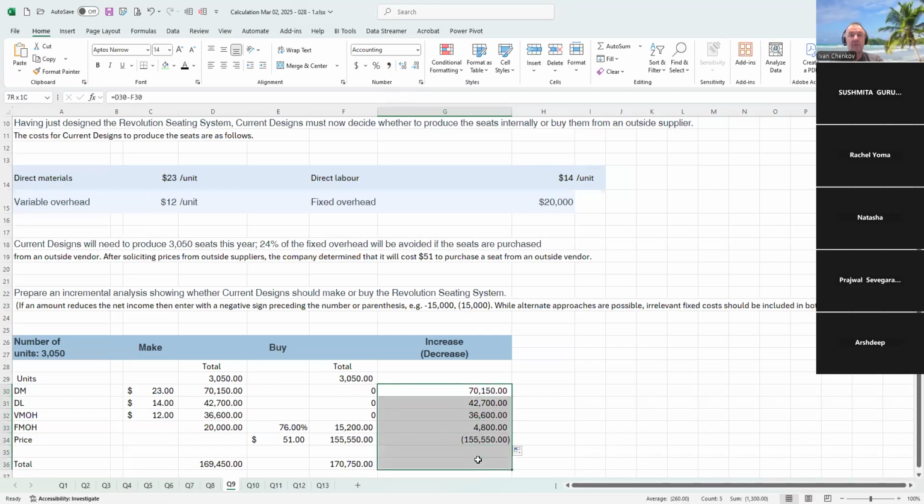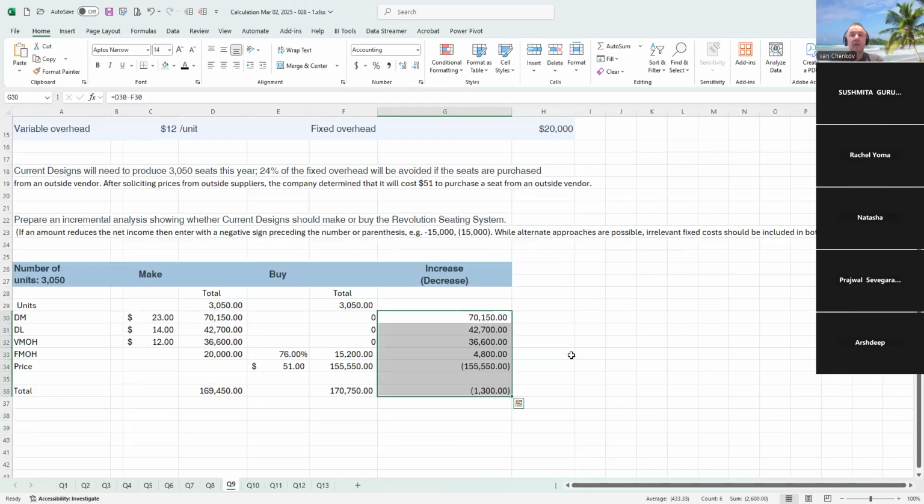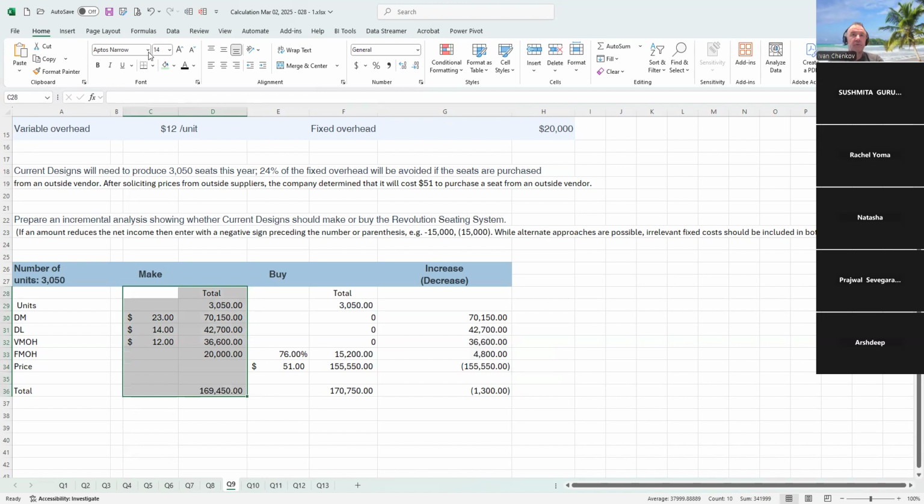In total, where am I? Am I saving or losing money? Losing money. Should I go or no? Don't. That's what you have to do on your assignment in Wiley.